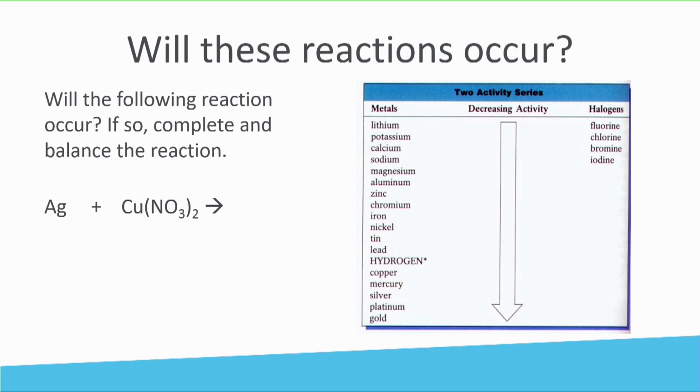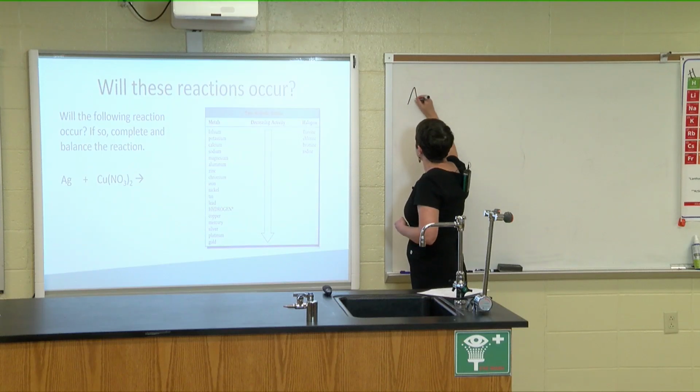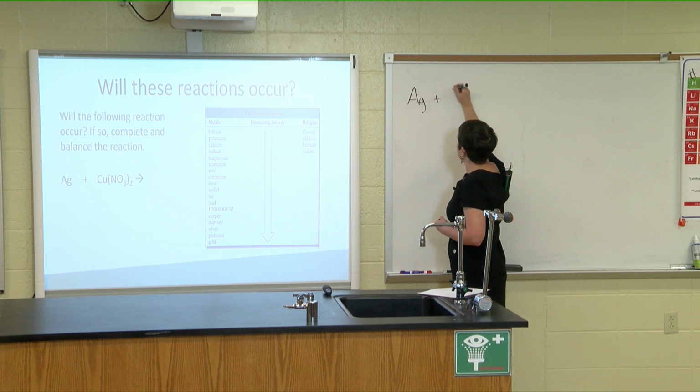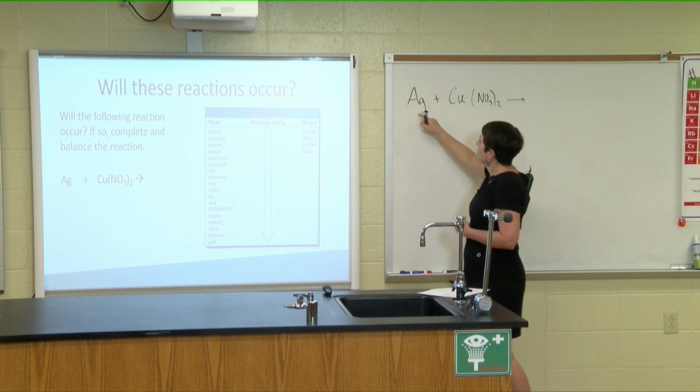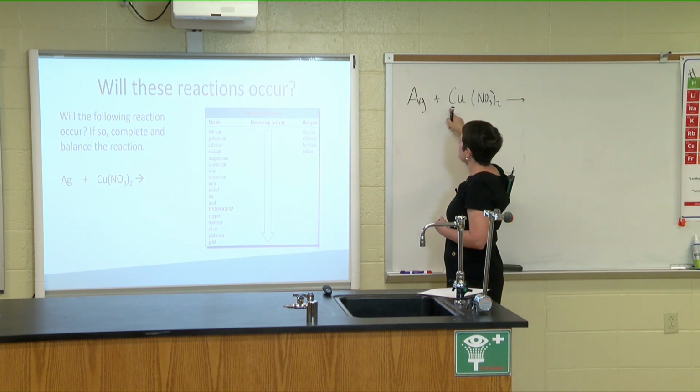All right, so if we have silver plus copper-2 nitrate, will this reaction occur? So this is a metal. It's going to displace the metal because those are your cations.